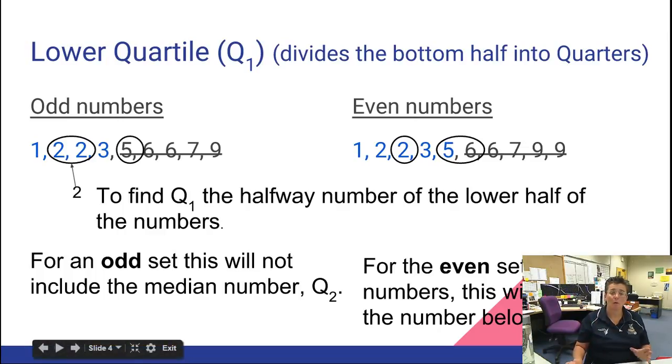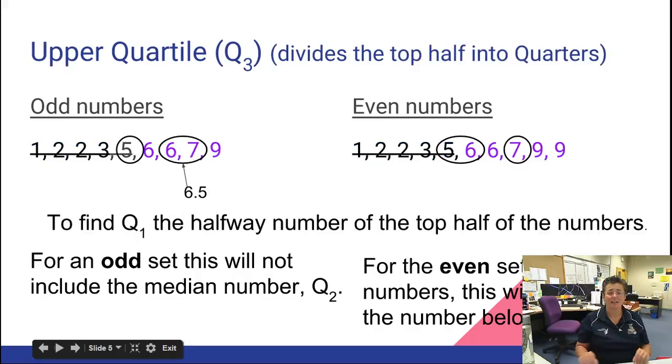So that's lower quartile. Upper quartile is exactly the same. With our odd numbers, we're just using the numbers above the median to find it. And you'll see here the 6 and 7 are different, so we just add them up and then divide them by 2. Here with our even numbers, we've got an odd number above the median, so we just find that halfway mark.